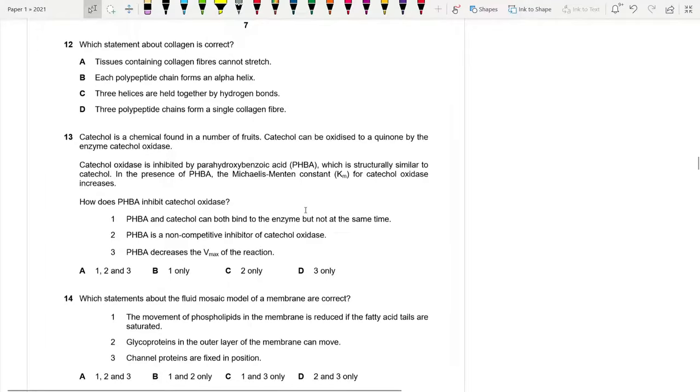12. Which statement of collagen is correct? Tissues containing collagen fibers cannot stretch. Wrong. It does have the ability to stretch. Each polypeptide forms an alpha helix.